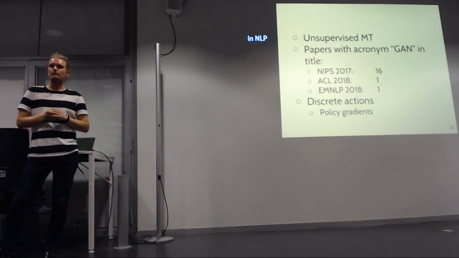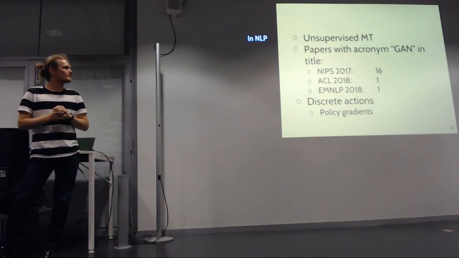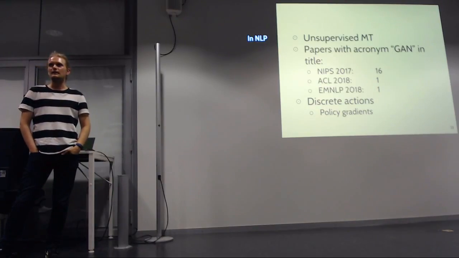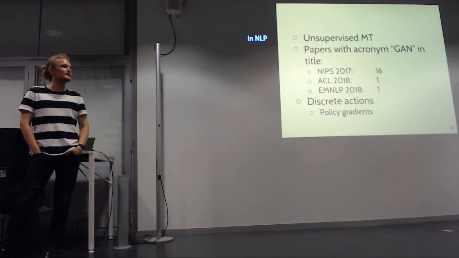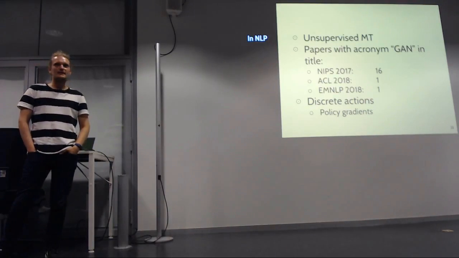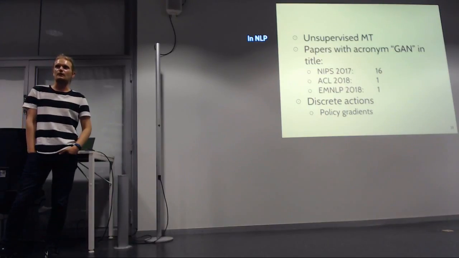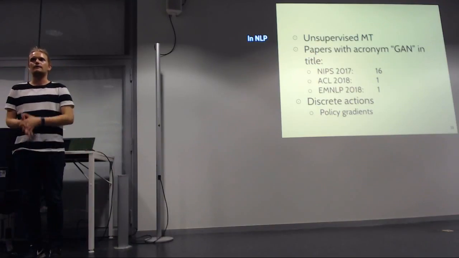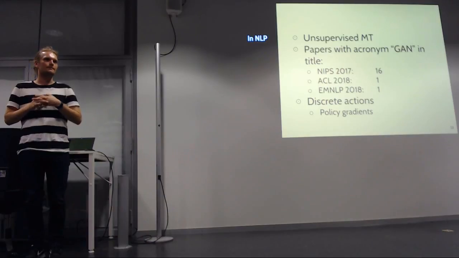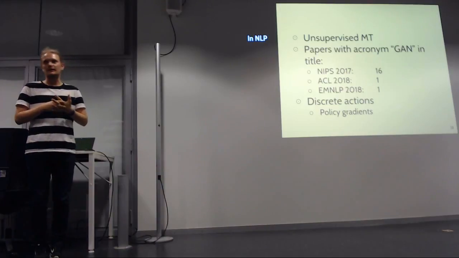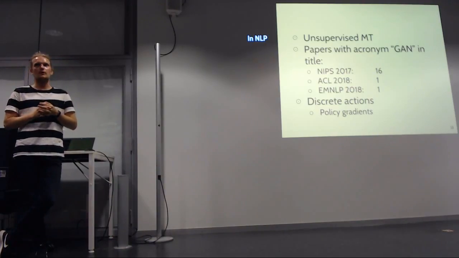Yeah, but the number of publications is still really small. For instance, if we only look at papers with the acronym GAN in the title, in last year's NIPS, which is a general neural network conference, there were 16 papers accepted mentioning GAN, but then ACL and EMNLP this year, which are the major language technology conferences, each had only one paper that mentioned this. Of course, there were a handful of papers that mention adversarial training or something else, which in practice means the same thing, but still the research field seems to be quite small in language technology.